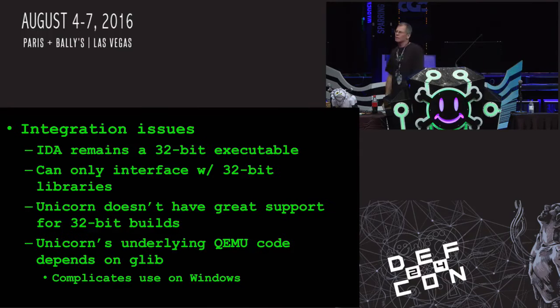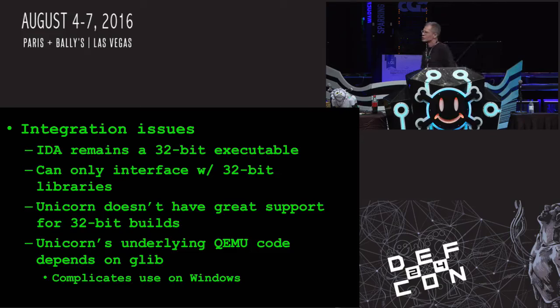Some of the issues with doing all of this, if anybody's used Unicorn, you might have some familiarity with building that. IDA is a 32-bit executable. Even though you may see there's this 64-bit version of IDA out there, all that means is that it can understand 64-bit binaries. It is still a 32-bit native executable when you go to run it. That means that if you want to integrate with it, you've got to build 32-bit libraries. So when you build Unicorn, you've got to build the 32-bit library of Unicorn for the platform you're running IDA on, whether that's Windows, Linux, or a Mac.